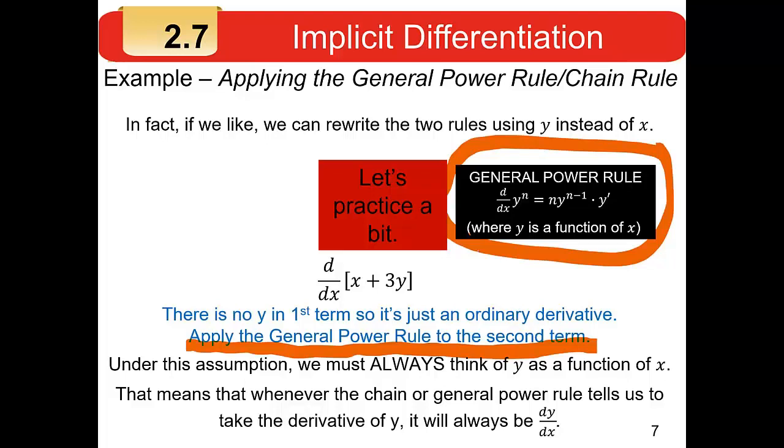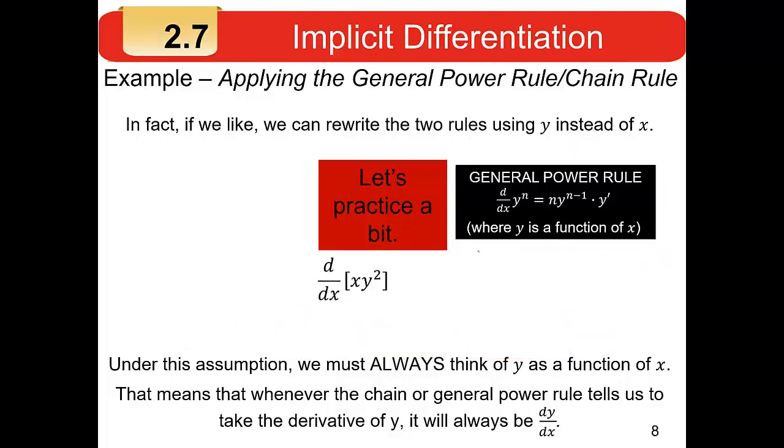So the derivative of x is just the ordinary derivative. Derivative of x is 1. The derivative of 3y is just 3 times the derivative of y, which is dy over dx, or y prime if you'd rather. This is not difficult if you understand the idea that I'm trying to get across, that you always have to treat y as a function of x.